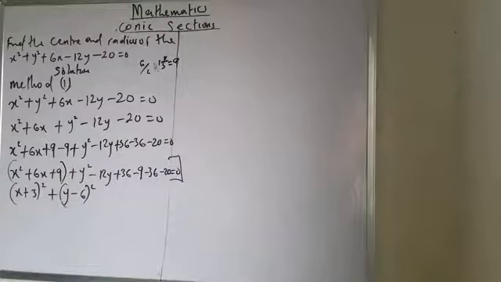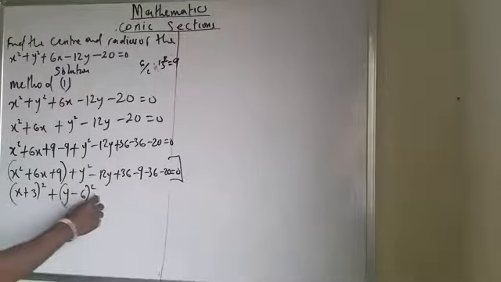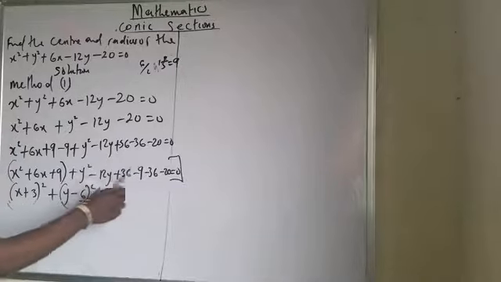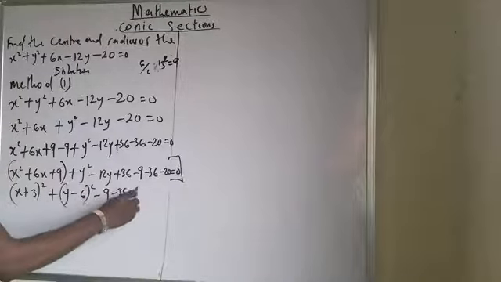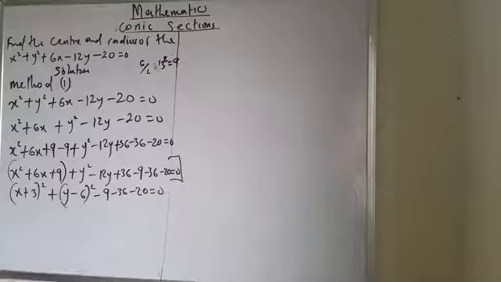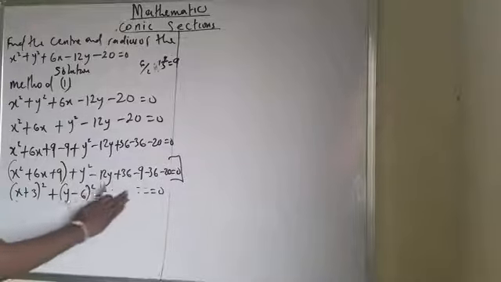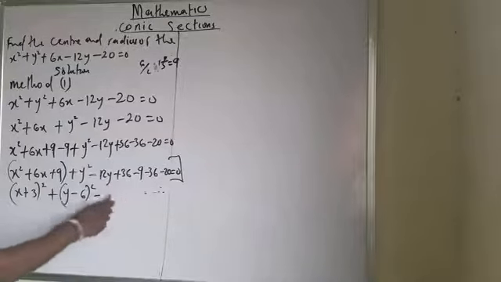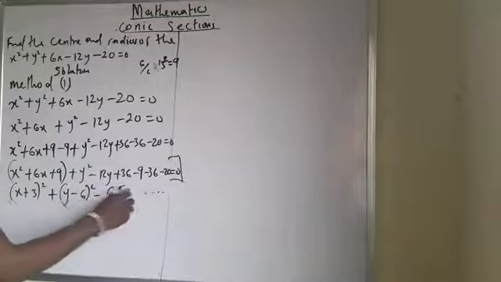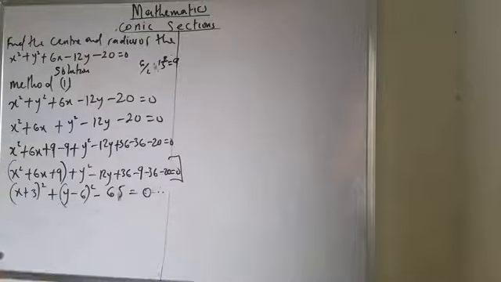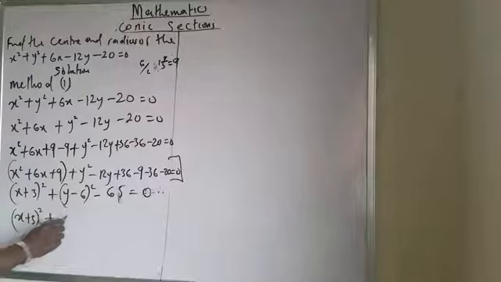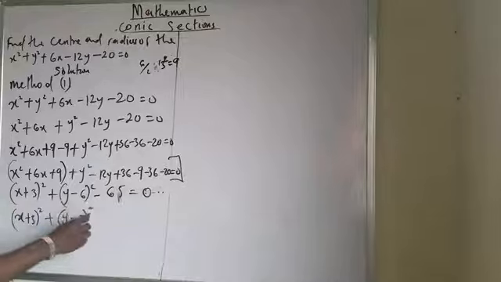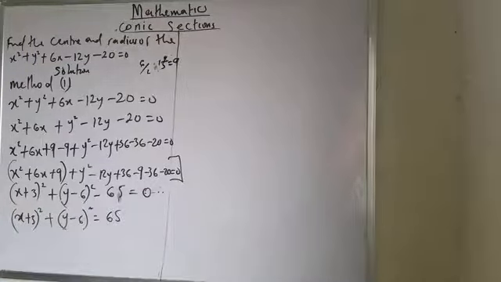Now, I'll be having minus 9 minus 36 minus 20 equals 0, which gives me minus 65. Now, everything here will be 65. Sorry, I don't have time. It will be 65. Now, I'll have x plus 3 squared plus y minus 6 squared equals 65.